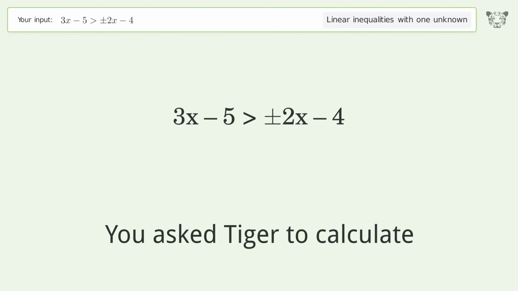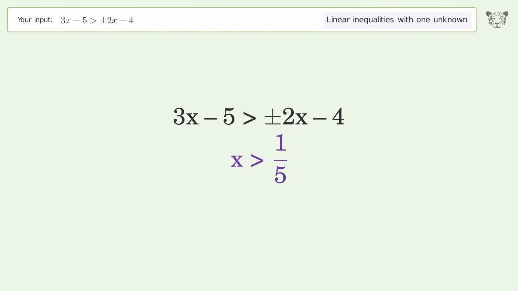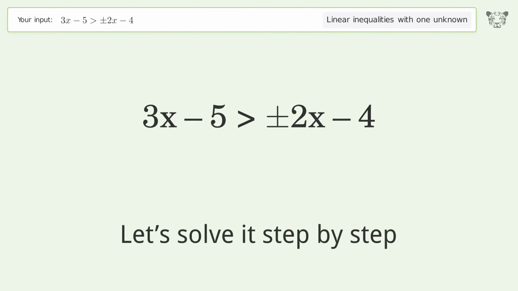You ask Tiger to calculate. This deals with linear inequalities with one unknown. The final result is x greater than 1/5. Let's solve it step by step.